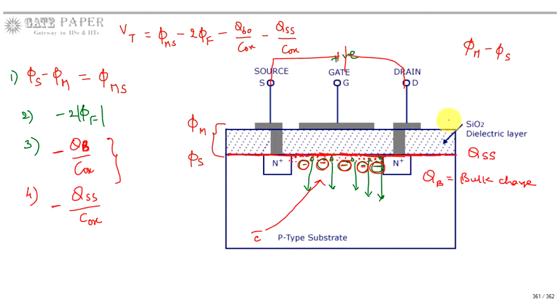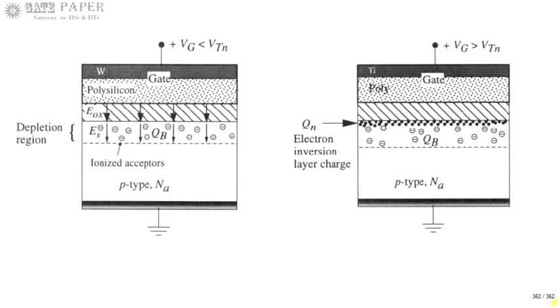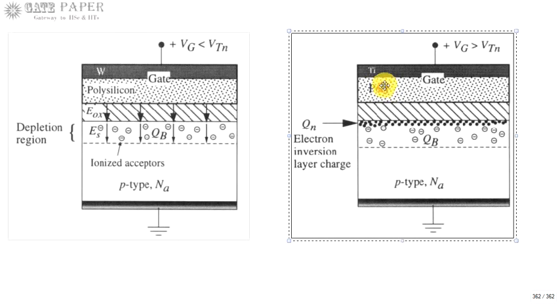Now you see, this is what we have discussed. There is a depletion region consisting of negative ions, and if you apply more than the threshold voltage, there will be a channel present. Now we are going to discuss this. Initially, this is the charge present in the MOSFET, and this is QB, the bulk charge.